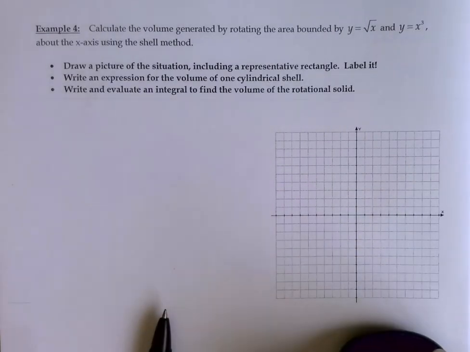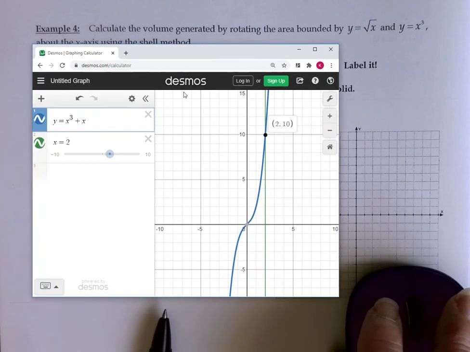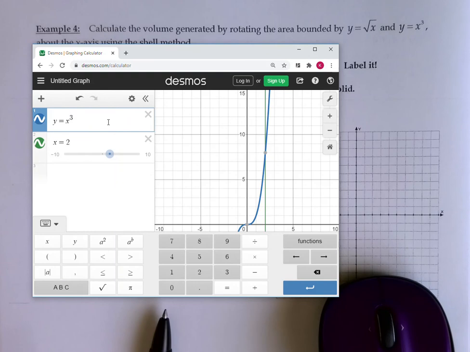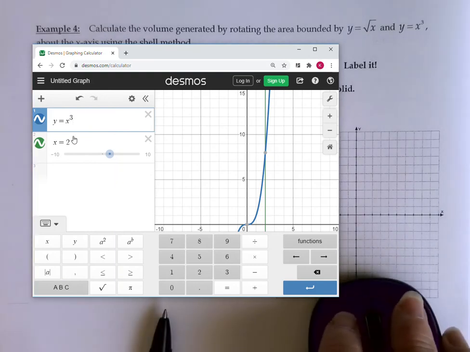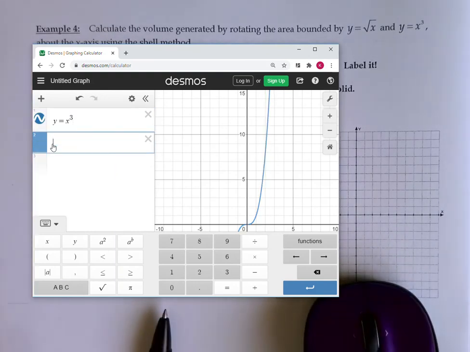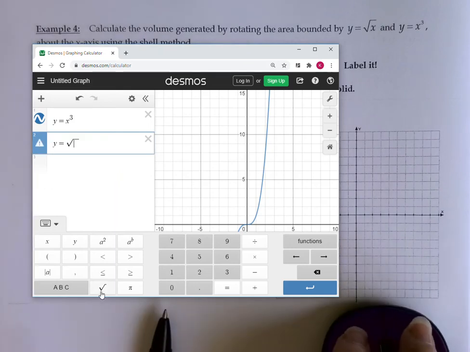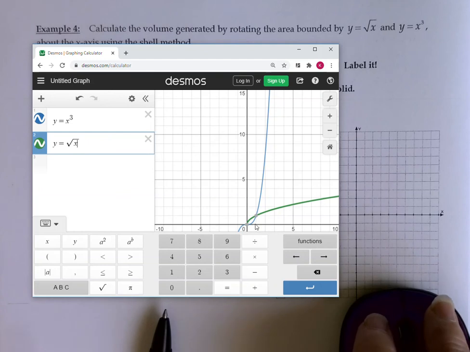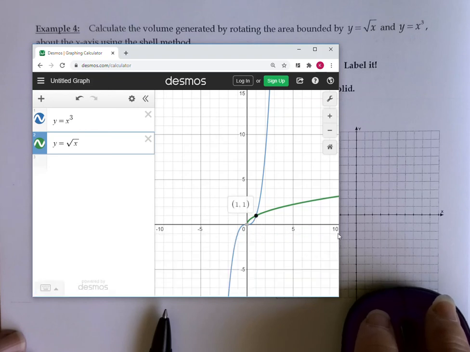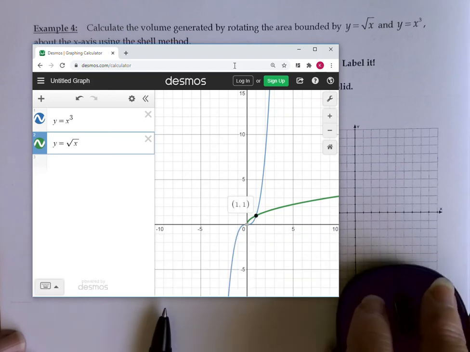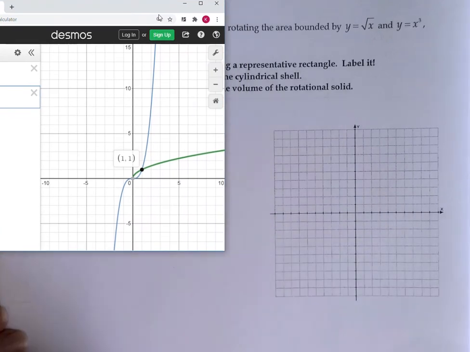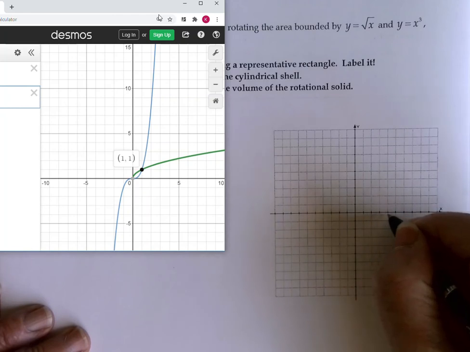Let's generate for ourselves a quick little graph here. I just want y equals x cubed for one of them, and then y equals the square root of x for this one. There we go, it's this tiny little space down here. I won't bother changing my window, we can see it, and that intersection point is (1, 1). So I'll draw it bigger over here.